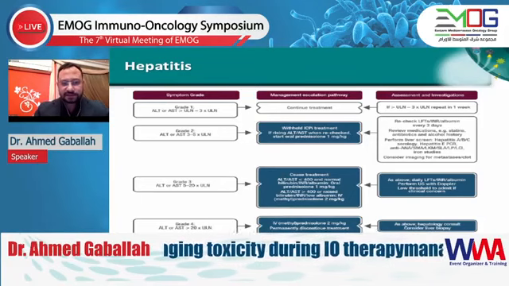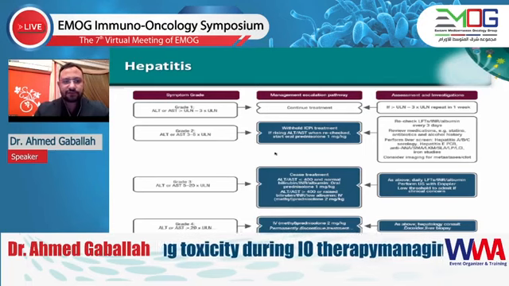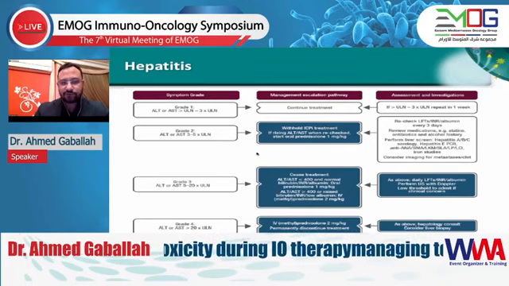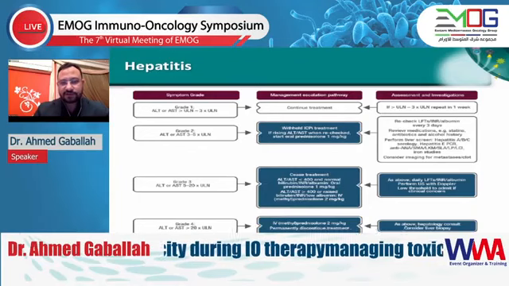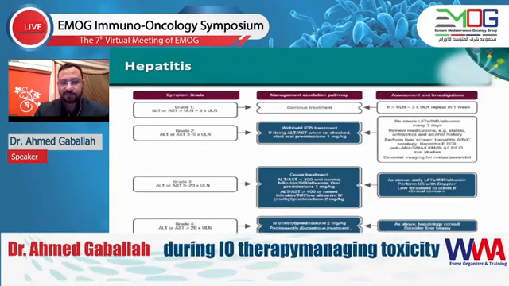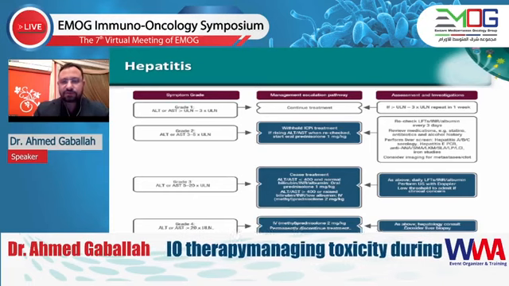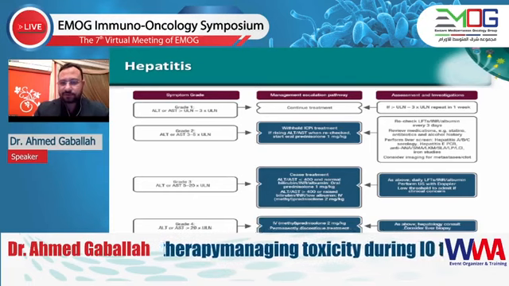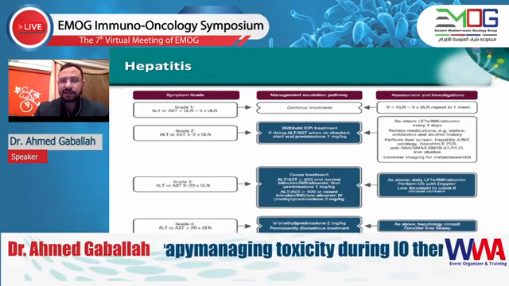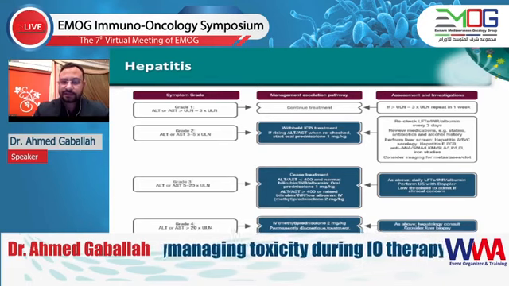If we are still in grade 1, we continue the treatment. And if we shift to grade 2, which means a 3 to 5-fold elevation of the liver enzymes, we should stop the immunotherapy. And we start oral steroids, oral prednisolone 1 milligram per kg, and we check the liver function regularly.